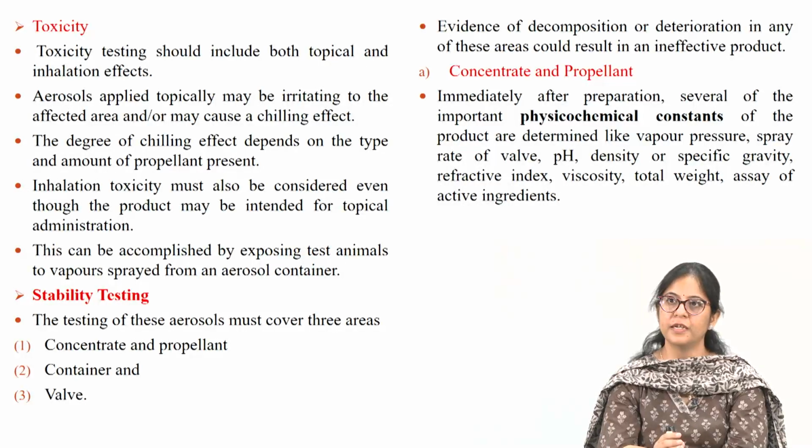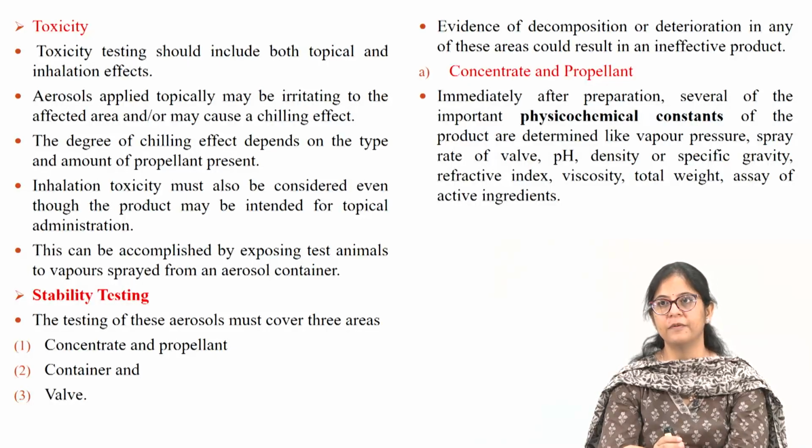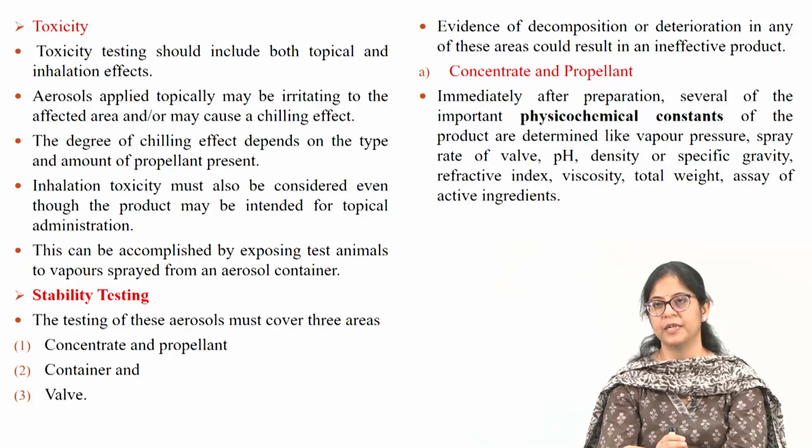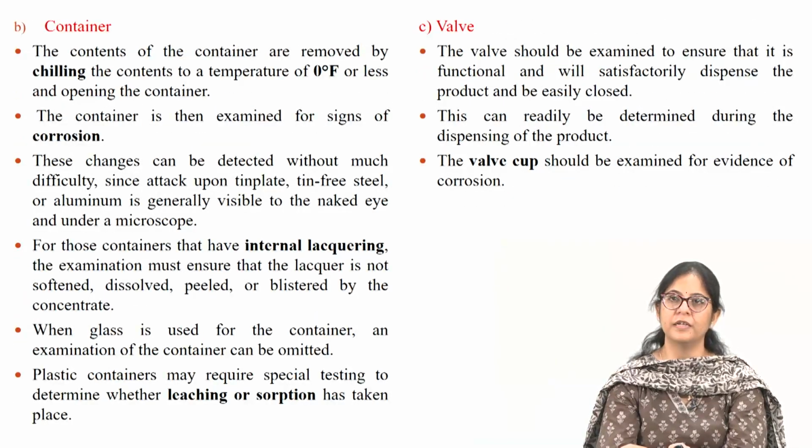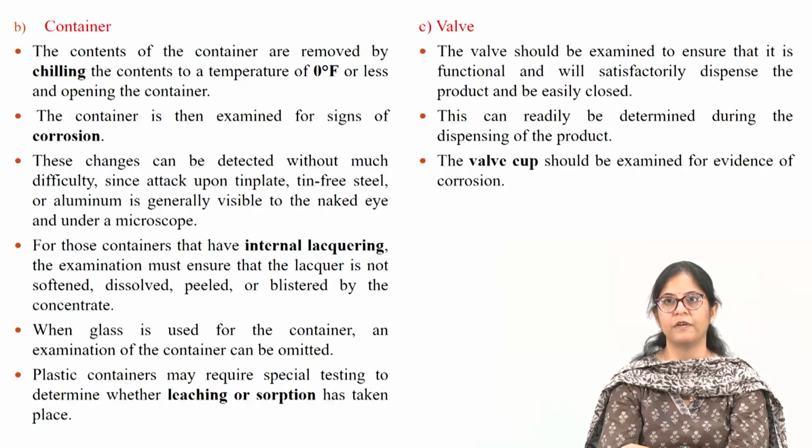For the concentrate and propellants, immediately after preparation, several of the important physicochemical constants of the product are determined, like vapor pressure, spray rate of valve, pH, density or specific gravity, refractive index, viscosity, total weight, assay of the active ingredients and the like. The contents of the container are removed by chilling the contents to a temperature of 0 degrees Fahrenheit or less and opening the container.